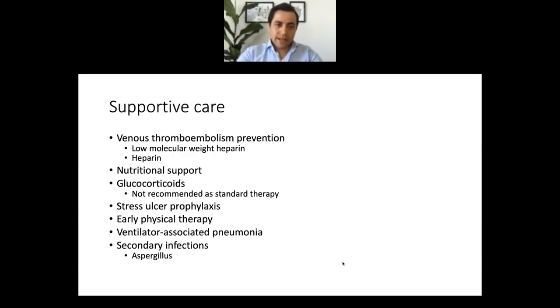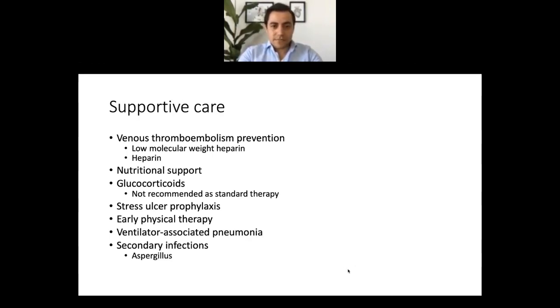So, supportive care. We know that the COVID-19 patients have a high rate of thromboembolisms, especially in the lungs, pulmonary thromboembolism. You should use a low molecular weight heparin as a prevention of this. And if the patients have pulmonary embolisms, you should use heparin or any other adequate drugs to combat this.